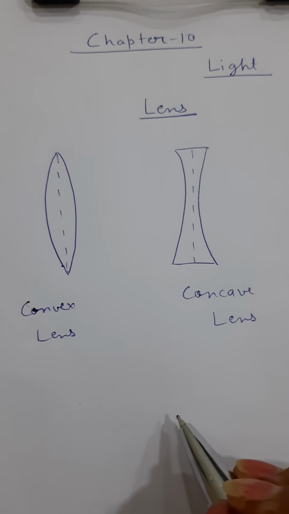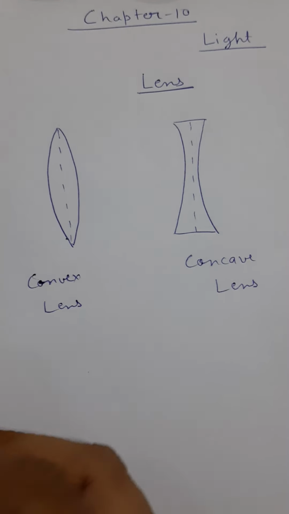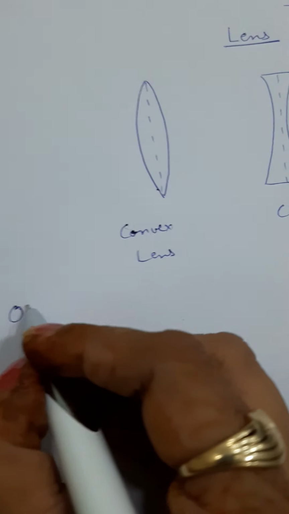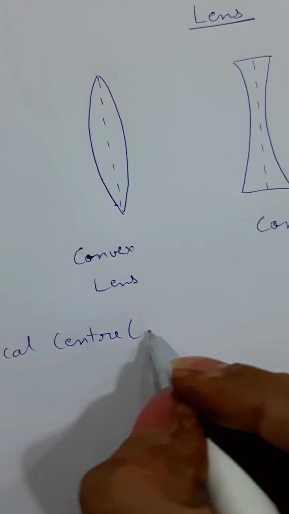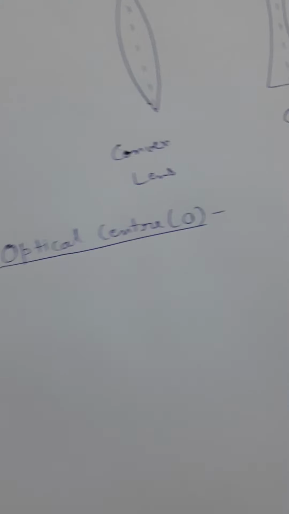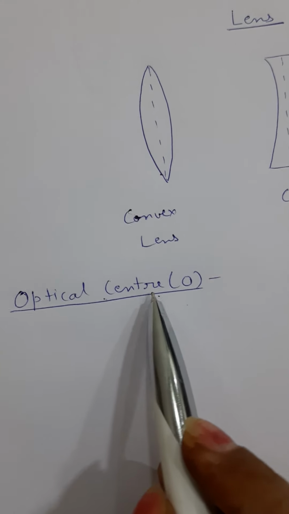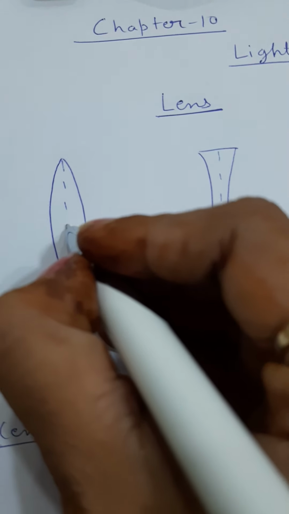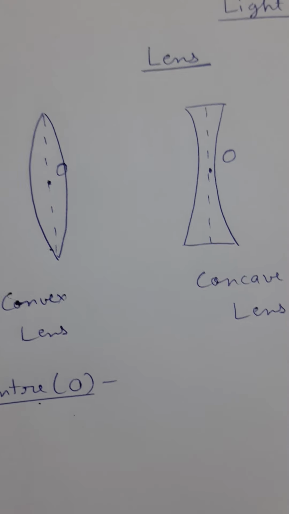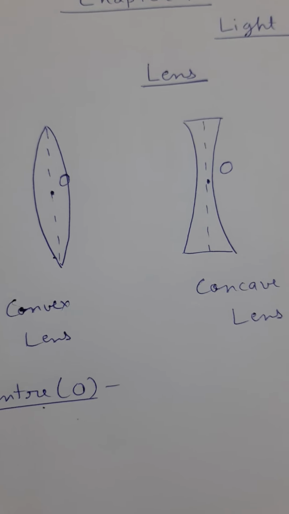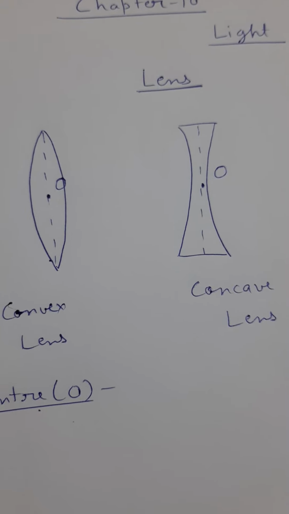Before starting with image formation, first we need to understand some terms related to the lens. Our first term is optical center, and it is represented by capital O. As you can get from the name, it is the center, so obviously optical center means the center of the lens. The center point of a lens is called the optical center, and we will represent it with O.